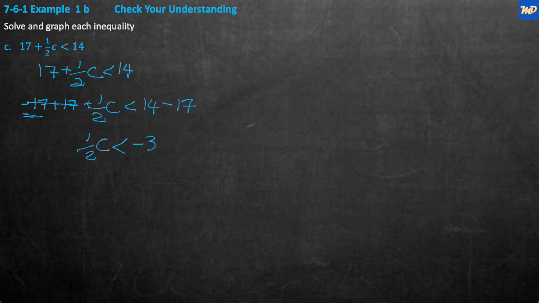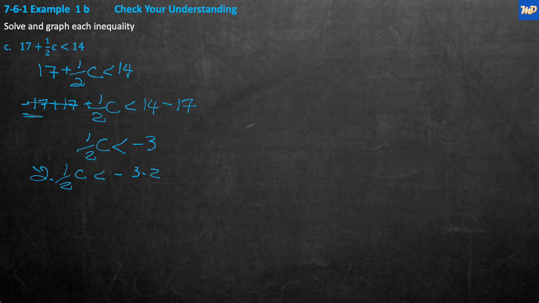Now we have to clear the 1/2 out from the C. We have to get the C by itself. So we're going to multiply by the reciprocal of 1/2, which is 2. So 2 times 1/2 C is less than minus 3 times 2.